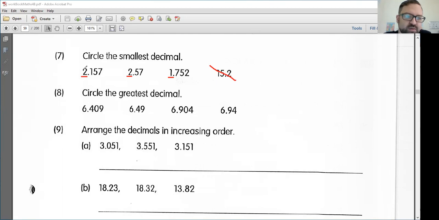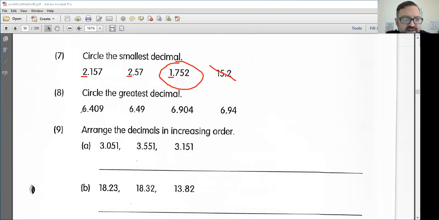All right, now let's look at the ones place for each of these numbers here, okay? I have two ones here. Two ones here, and only one one here. So which is the smallest decimal? Well, one is less than two, okay? So yes, this is our smallest decimal. Number 8, circle the greatest decimal.